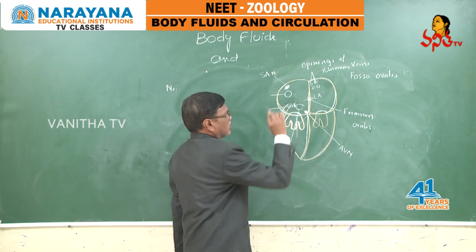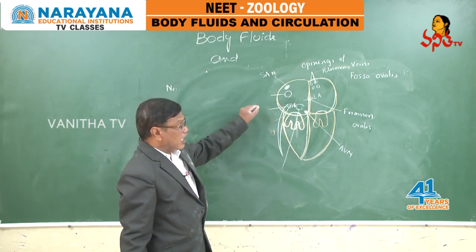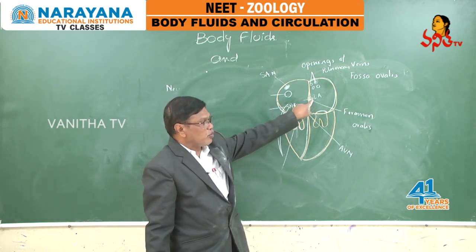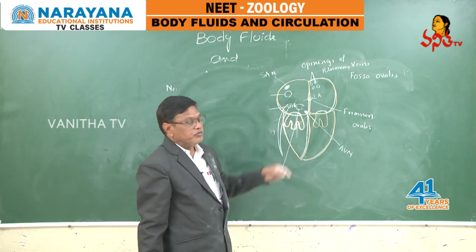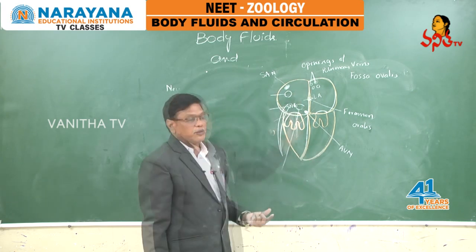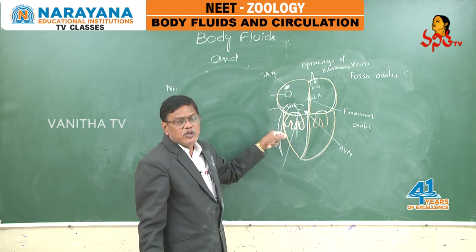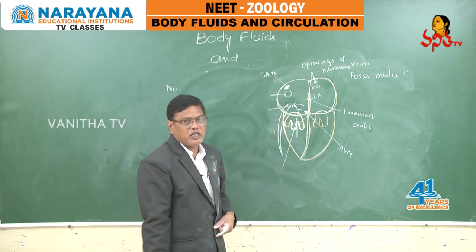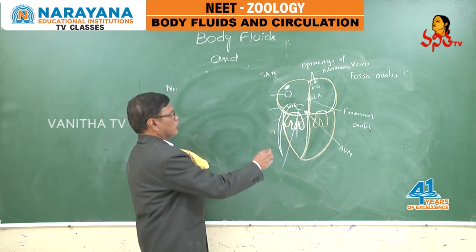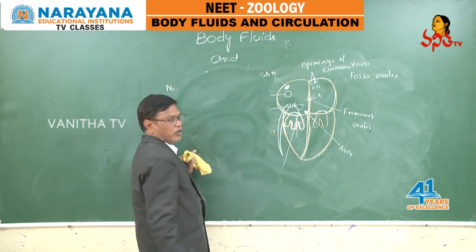Tricuspid and bicuspid. The tricuspid valve guards the right auriculoventricular aperture. The bicuspid valve guards the left auriculoventricular aperture. These valves prevent the backward flow of blood into the auricles. They allow the flow of blood from auricles to ventricles. Then coming to the two ventricles, they are separated by the interventricular septum.